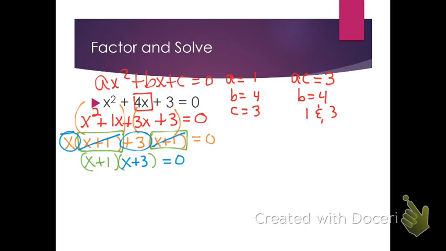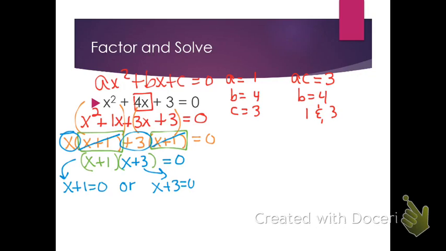I have something times something equals 0. The only way that can happen is if one of those two things is 0. So either the x plus 1 is 0 or the x plus 3 is 0. And I'll solve both of those and I'll get two solutions.